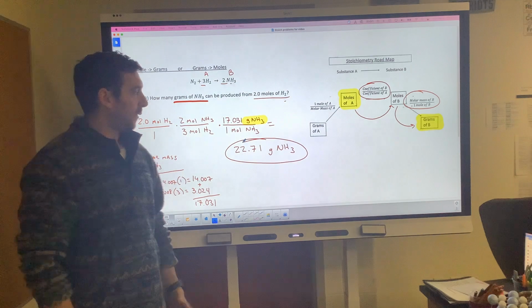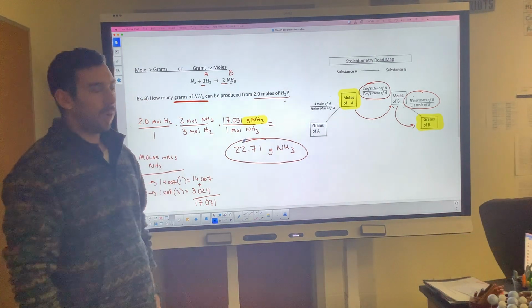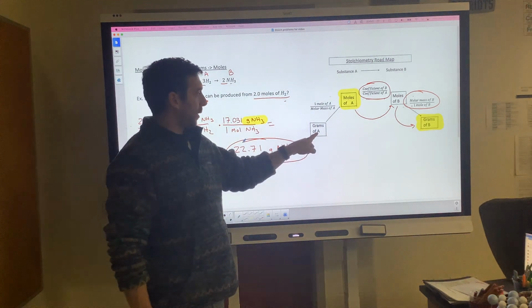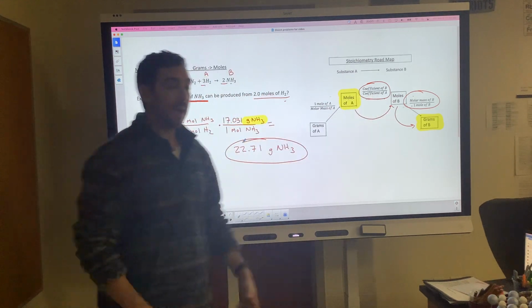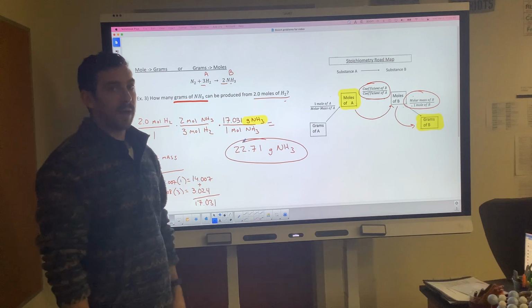All right. If you guys do some problems where you do grams to mole, that just means you'd start over here on the left-hand side and we would just move to the moles of B, again, using the roadmap to figure out which conversion factors you use.